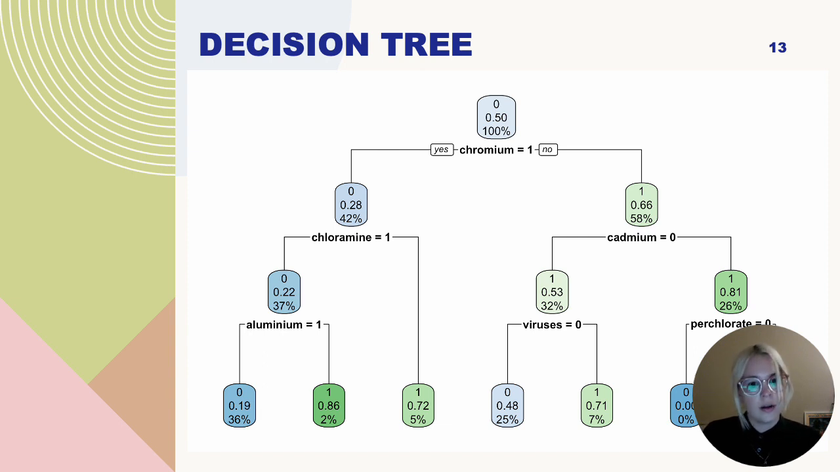And no surprise, chromium is the top predictor at the top. So if you were to guess the water quality based on the level of chromium alone, you have a 50-50 chance of being correct, which is not horrible. And then next is chloramine and cadmium, followed by aluminium on the left, which were all stronger predictors that I identified in the data exploration step. So this validates my findings from the data exploration.